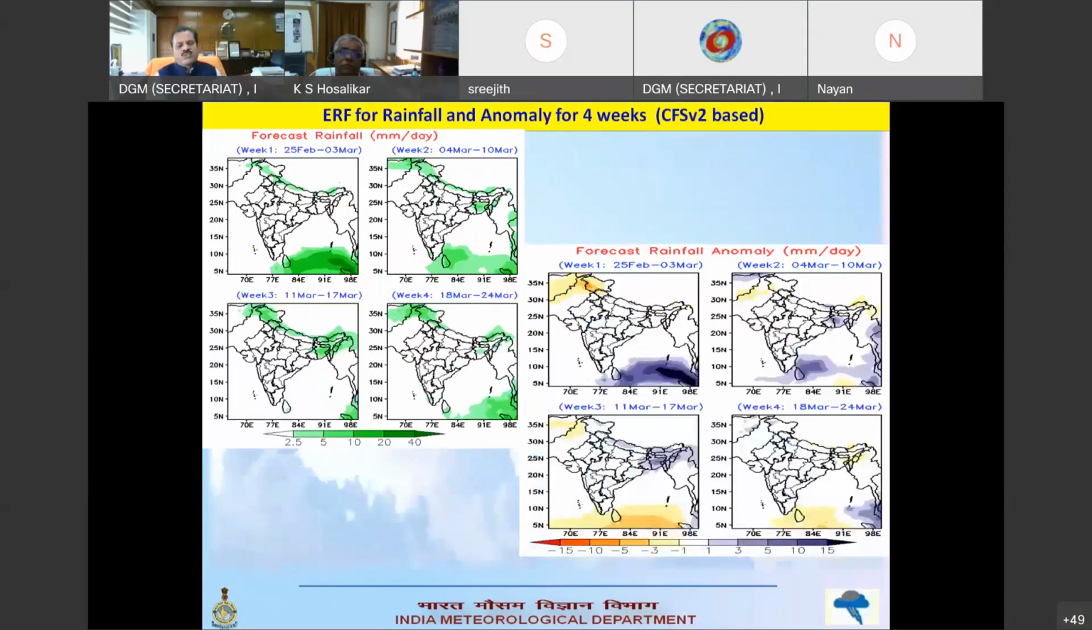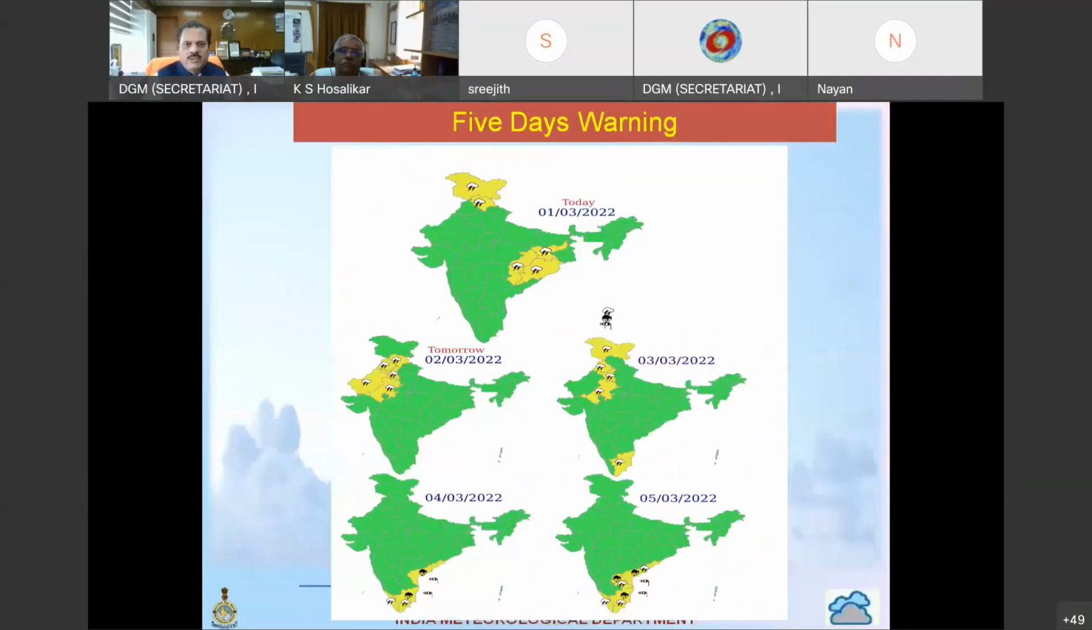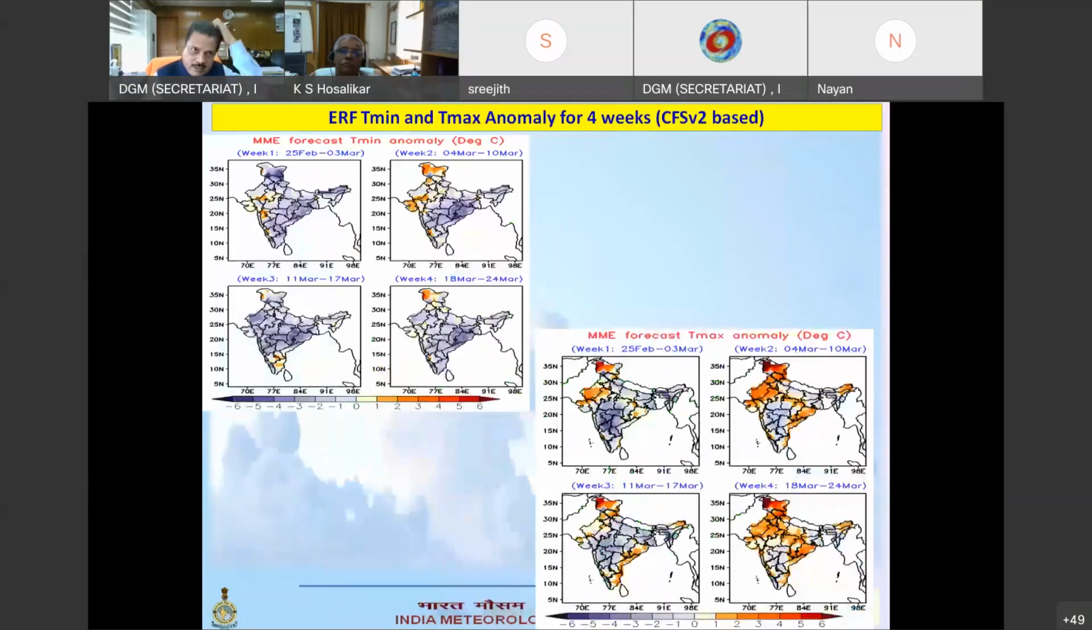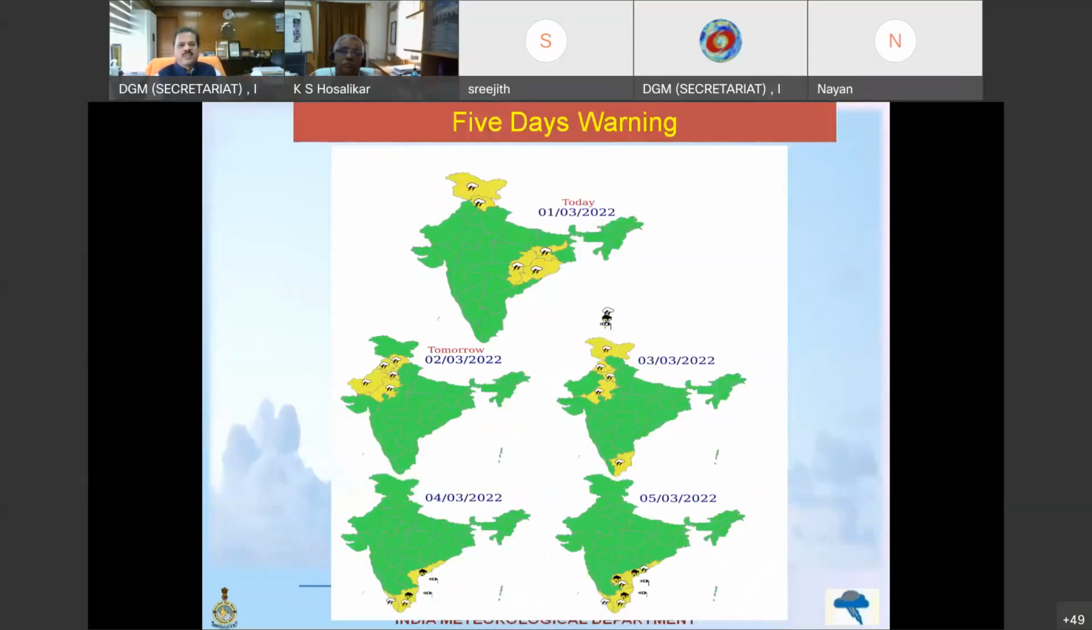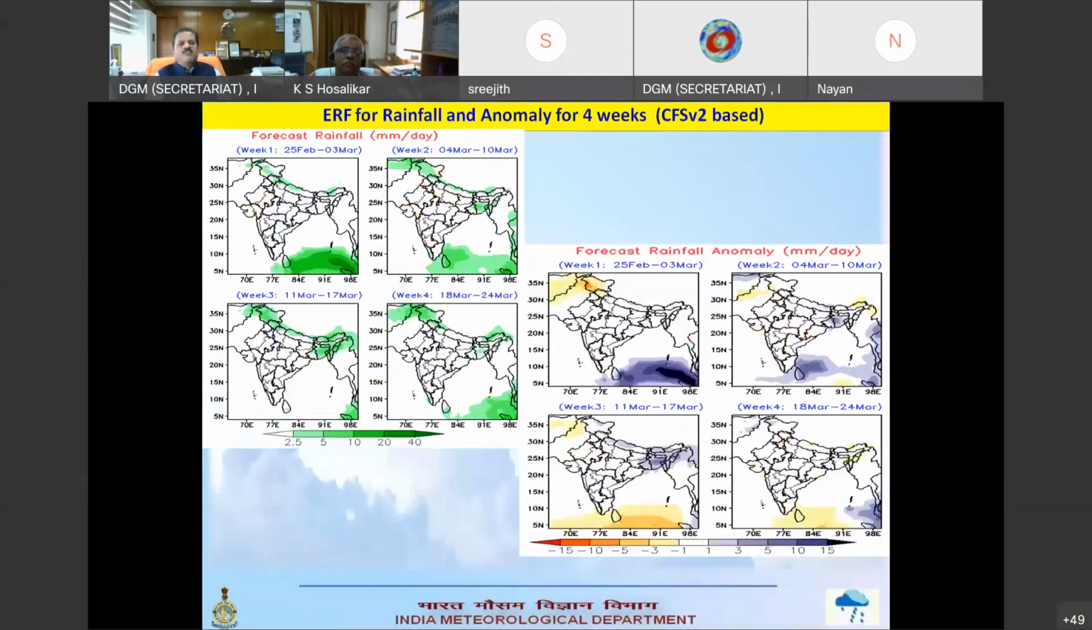That's the long range forecast. And as all of us know, we follow up the long range forecast with the extended range forecast. The extended forecast was shown last week, if you remember. And this was the forecast.